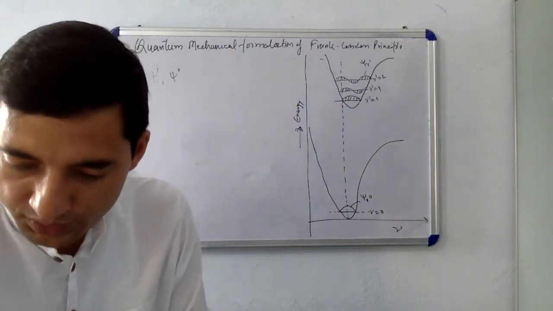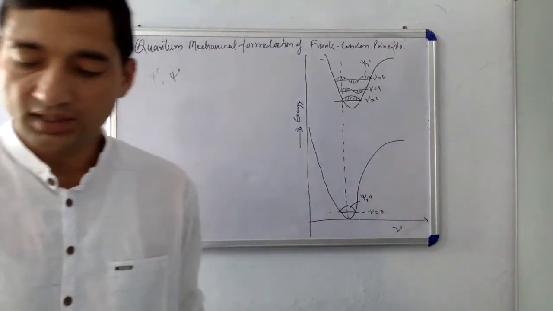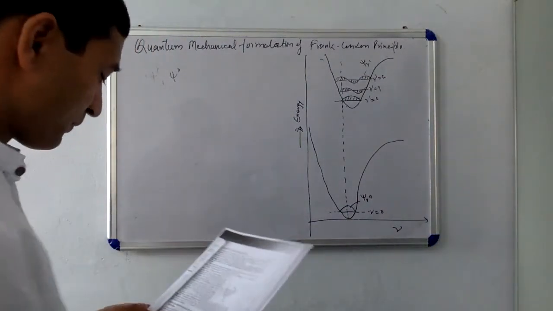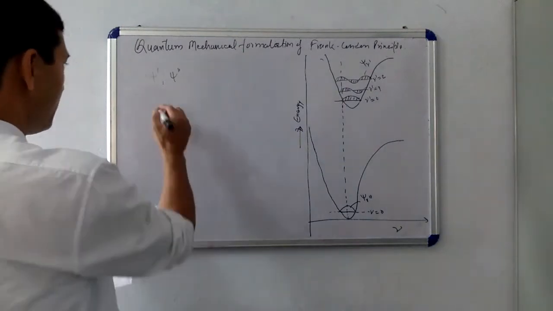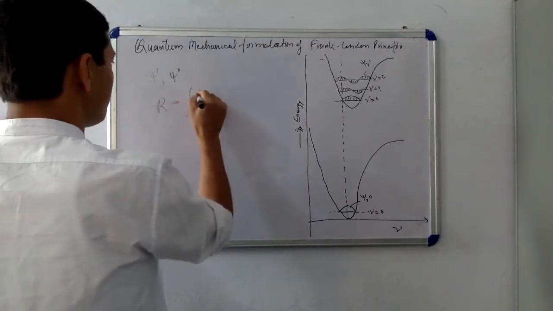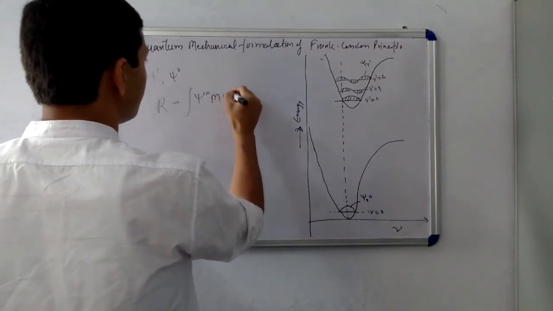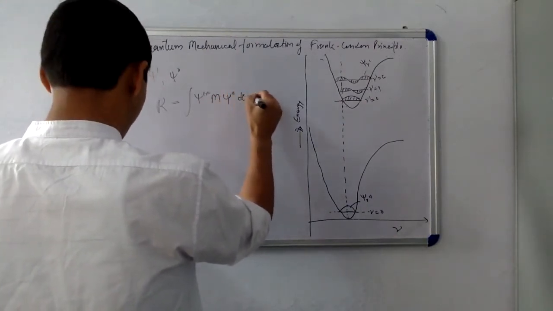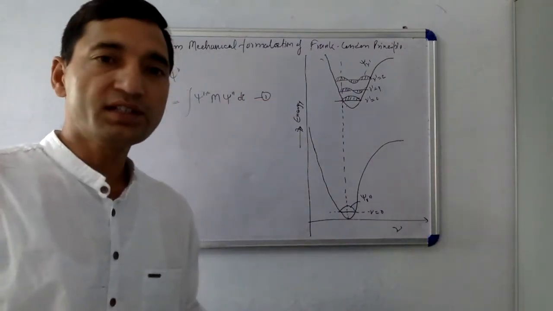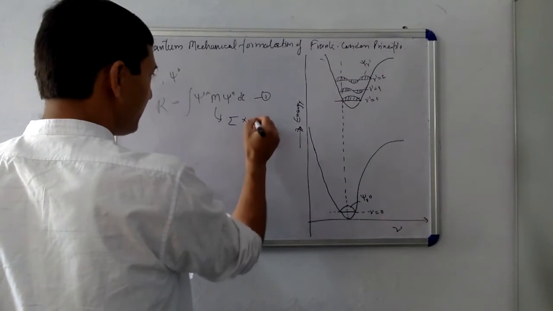For this total transition, the dipole moment transition matrix value R will depend on the transition moment matrix elements. So I'll represent R as equal to the integral of psi prime star, M, psi double prime d tau, equation number 1. M is an electric dipole moment, so its components will be xi and ei.